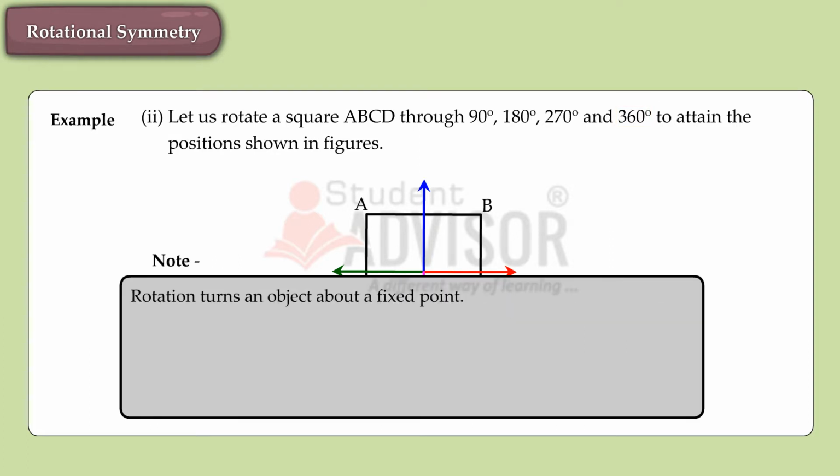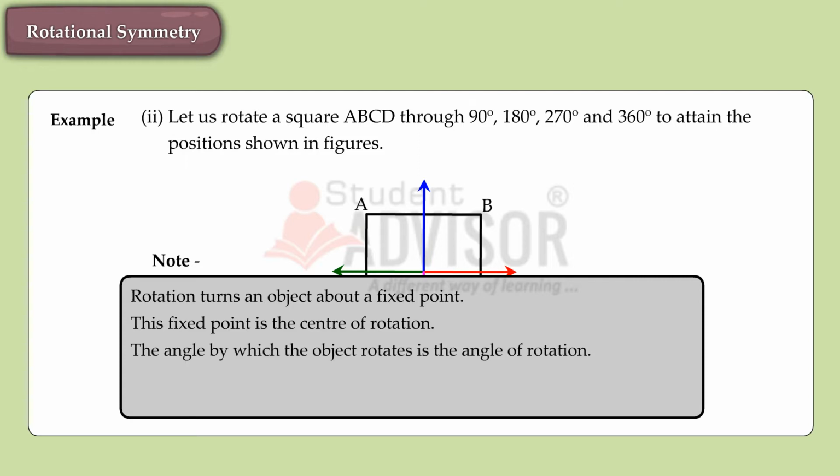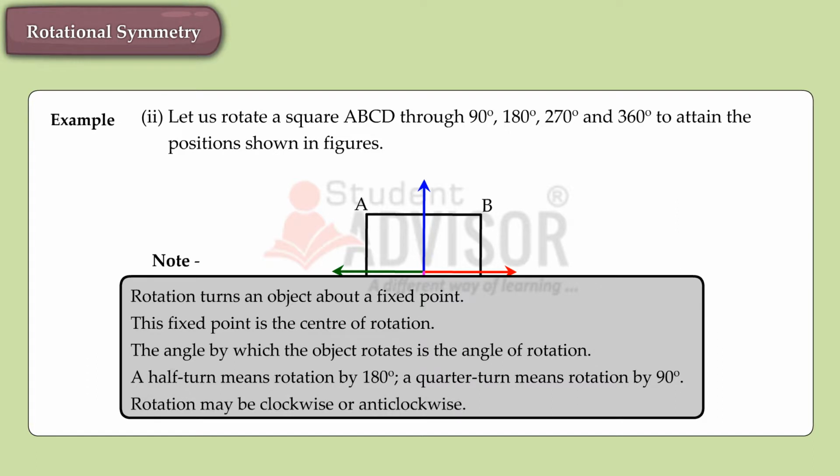Note, rotation turns an object about a fixed point. This fixed point is the center of rotation. The angle by which the object rotates is the angle of rotation. A half turn means rotation by 180 degrees. A quarter turn means rotation by 90 degrees. Rotation may be clockwise or anti-clockwise.